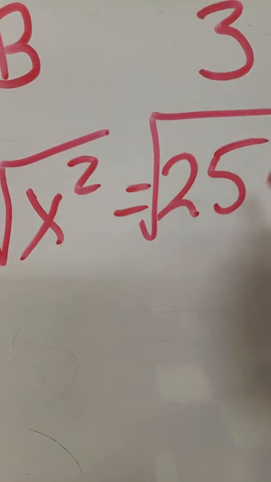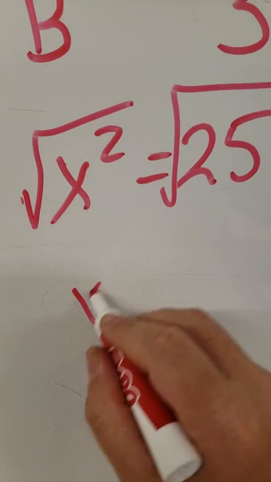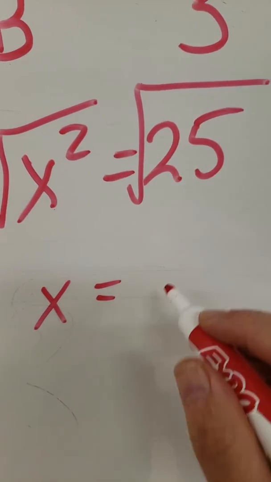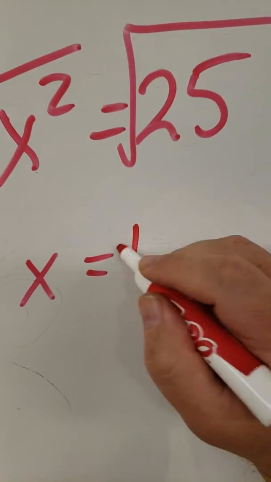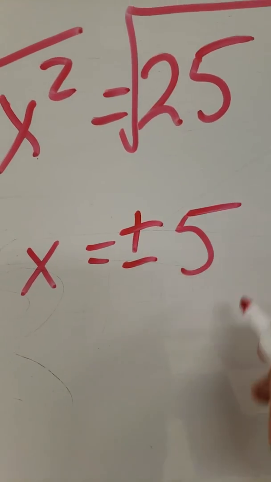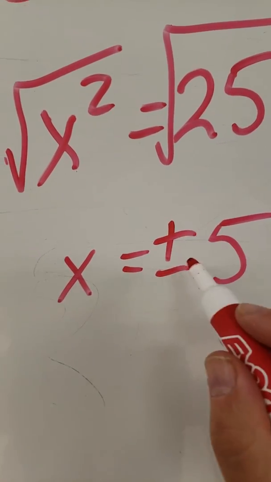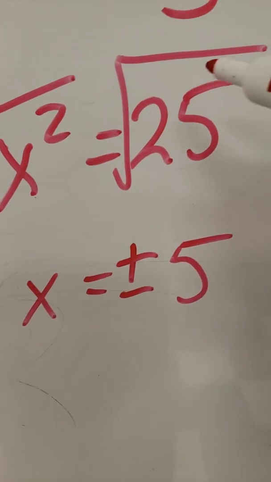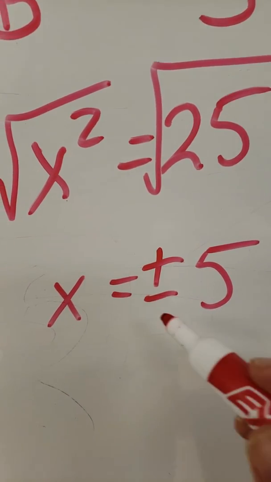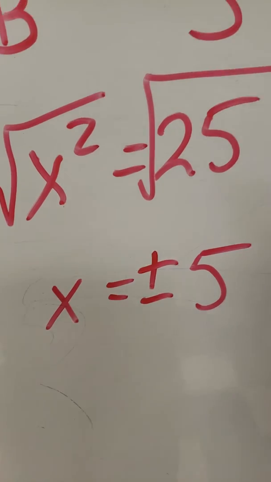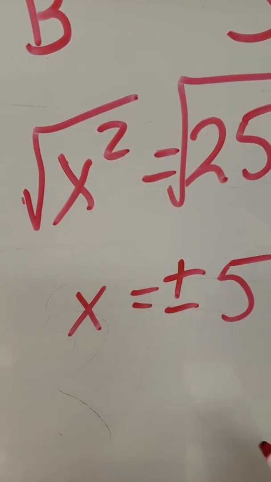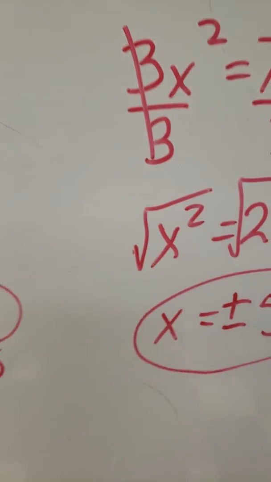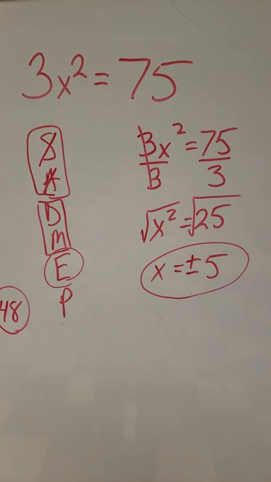So we square root both sides. So the square root of x squared cancels out the squared and makes x. And the square root of 25, we say, is plus minus 5. And the reason why we say plus minus 5, because positive 5 times positive 5 makes positive 25. And negative 5 times negative 5 makes positive 25. So that would be our solution right there for 3x squared equals 75.